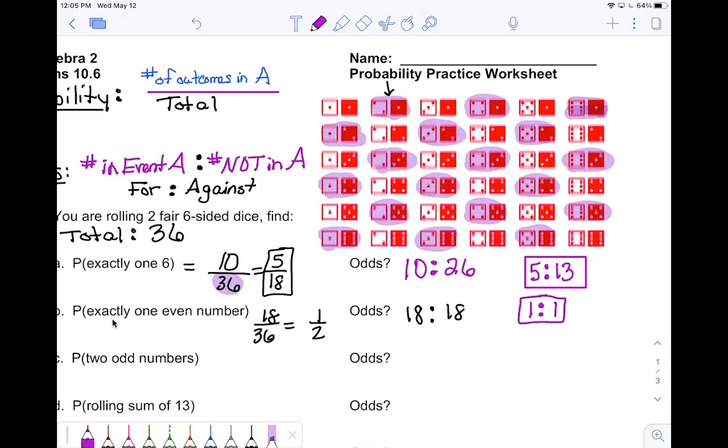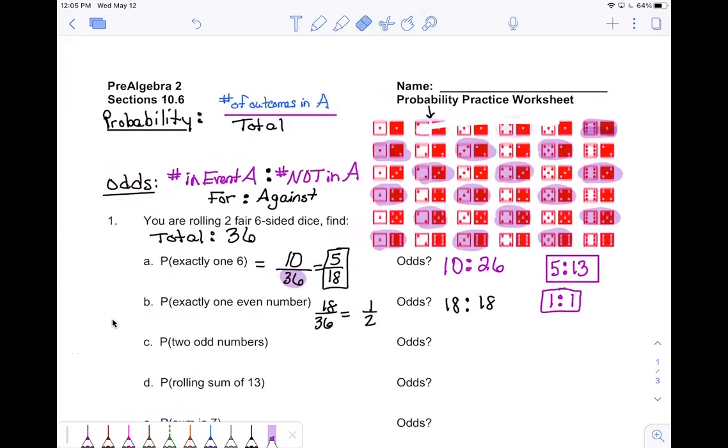So that means I have the same chance of getting a pair with an even number and a pair without an even number on them. So those odds are 1 to 1. Questions? I'm going to erase my highlights. I'm going to start over again.